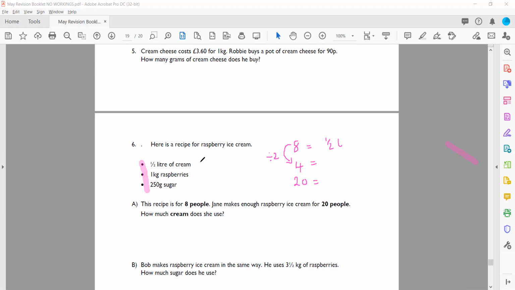And if you find it easier to work with whole numbers, that would obviously be 500 millilitres. Okay, so you could either do a quarter litre or 250 mil if you wanted to, if you think it's easier to work in numbers rather than fractions. So that's your millilitre equivalent. And then to go from 4 to 20, you would times by 5. So you would have to do the same to this one here to work out your answer.